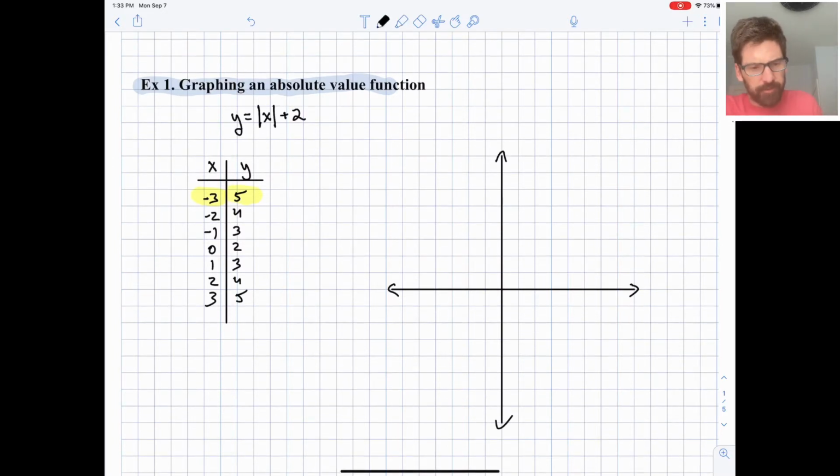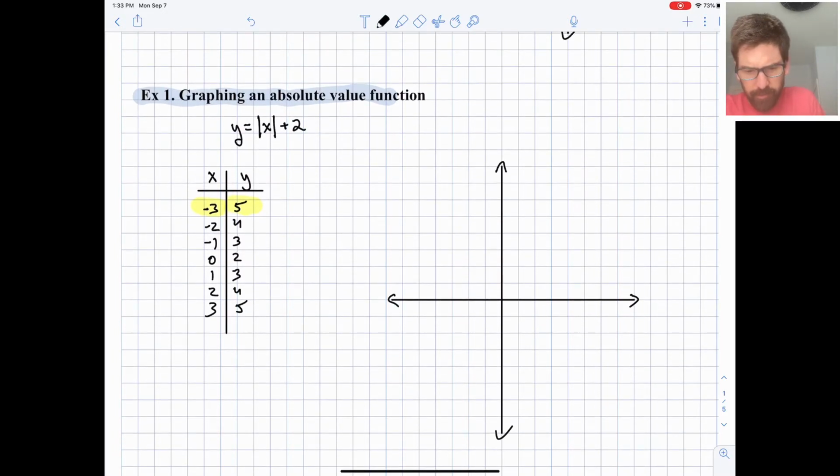So we could plot those values as well. -3 up 5, 2, 3, 4, 5. And then we have that same pattern that we saw in the earlier graph. So this is a parent function of the absolute value graph that has also been shifted vertically by 2.